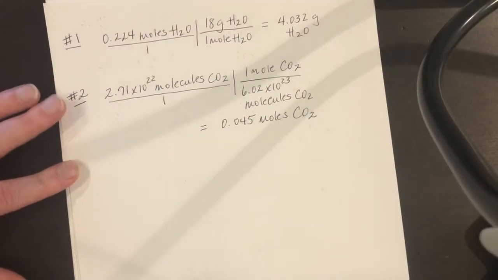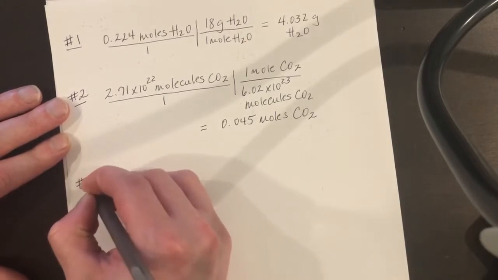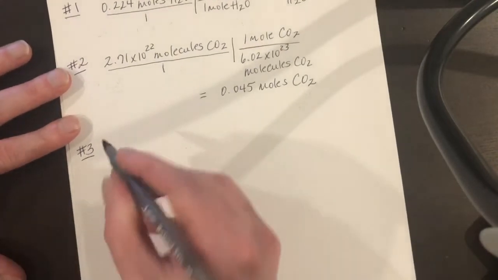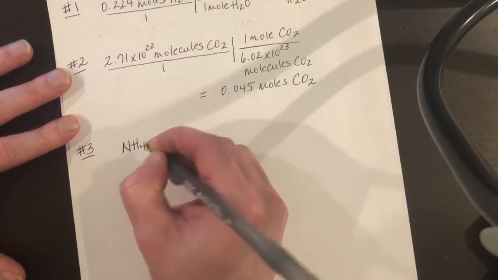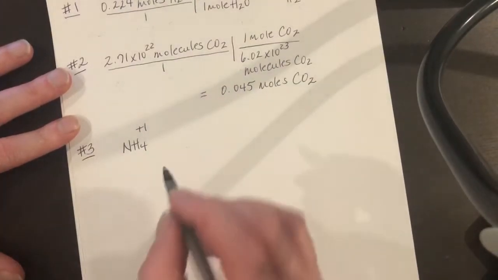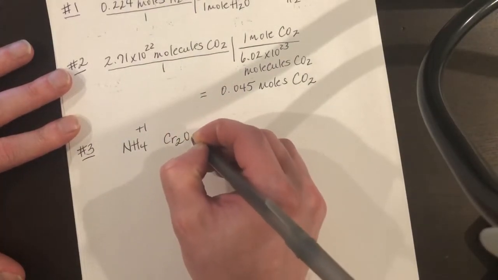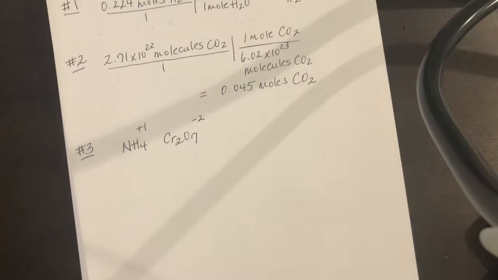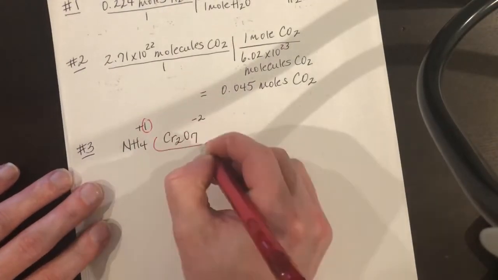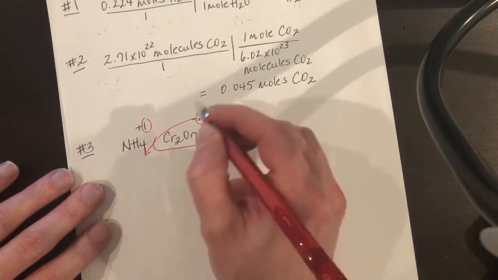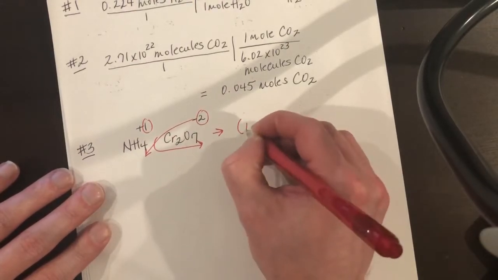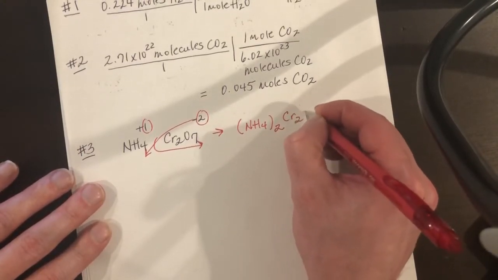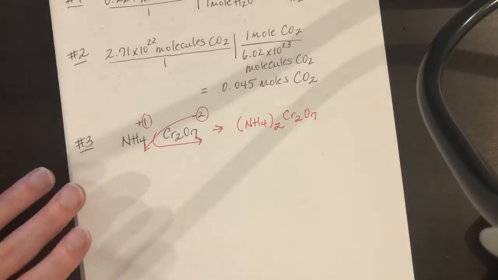Okay, number 3. It says calculate the formula weight of ammonium dichromate. So we know from our ion chart, ammonium is NH4 and it has a +1 charge. Dichromate is Cr2O7 with a -2 charge. So I'm going to crisscross. I'm going to take the 1 and bring it over here, and I'm going to take the 2 and bring it over here. When we crisscross a number to a polyatomic ion, we have to use parentheses. So Cr2O7 does not have parentheses around it, okay?